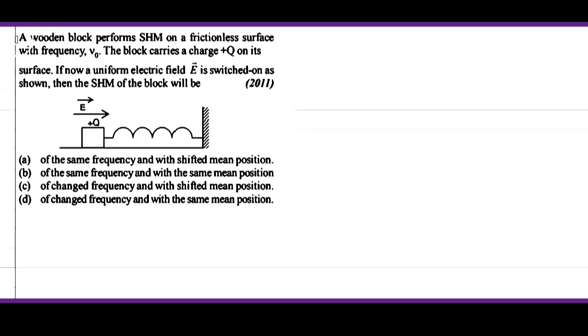In this question, a wooden block performs SHM on a frictionless surface with frequency mu naught. The block carries a charge plus Q on its surface. If now a uniform electric field E is switched on as shown in the figure, then the SHM of the block will be, okay.